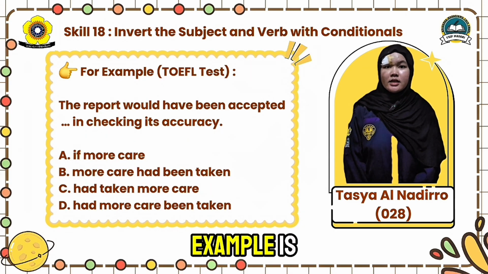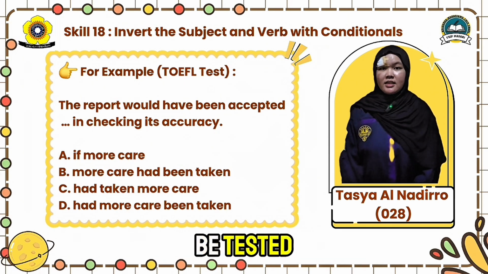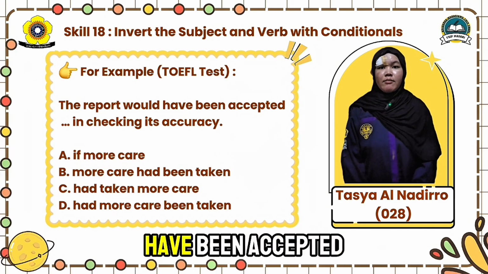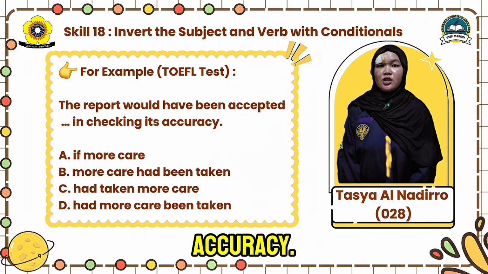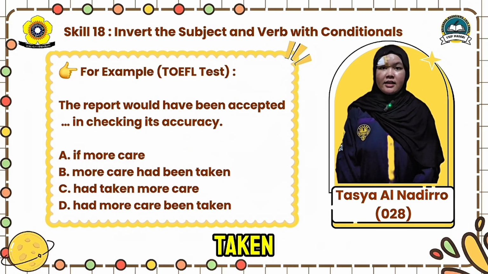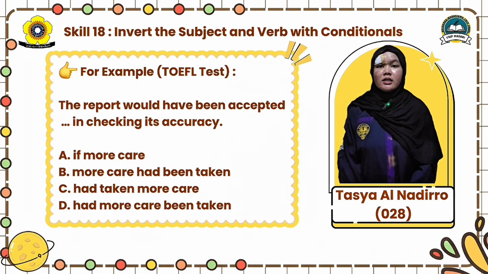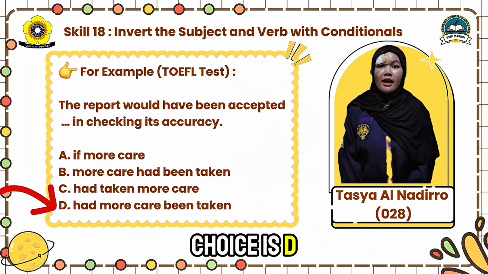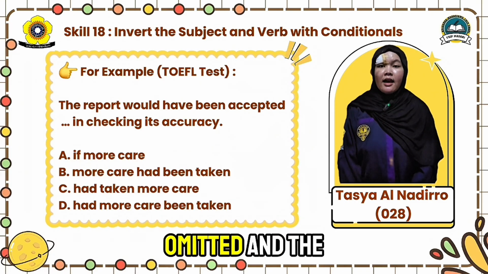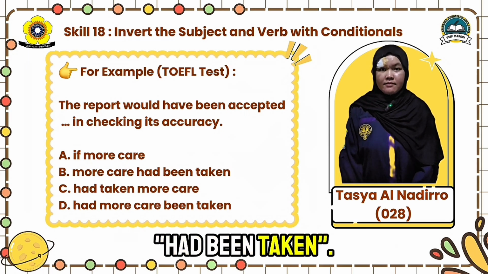The following example shows how this sentence pattern could be tested in the structure section of the TOEFL test. "The report would have been accepted in checking its accuracy." A. If more care. B. More care had been taken. C. Had taken more care. D. Had more care been taken. So the correct choice is D, "Had more care been taken." Why? Because "if" is omitted and the subject "more care" is inverted with the helping verb "had been taken."